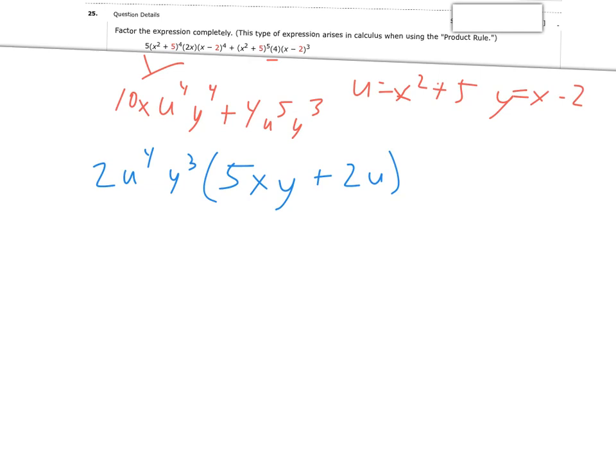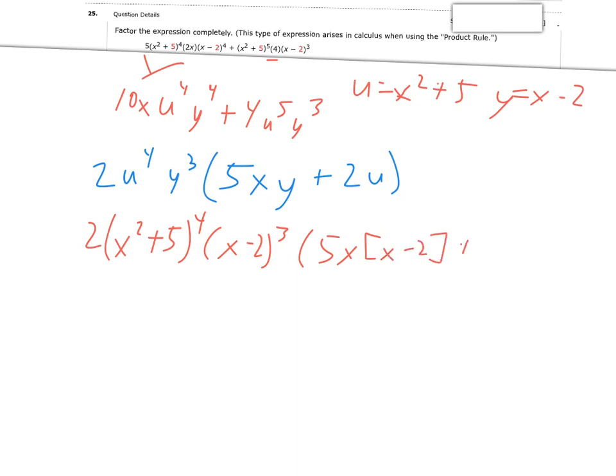Okay, so now I'm going to plug back in. All right. Be careful here. Make sure you plug back in the correct one. So that's y, so it's x minus 2. And then this one is u, so it's x squared plus 5.